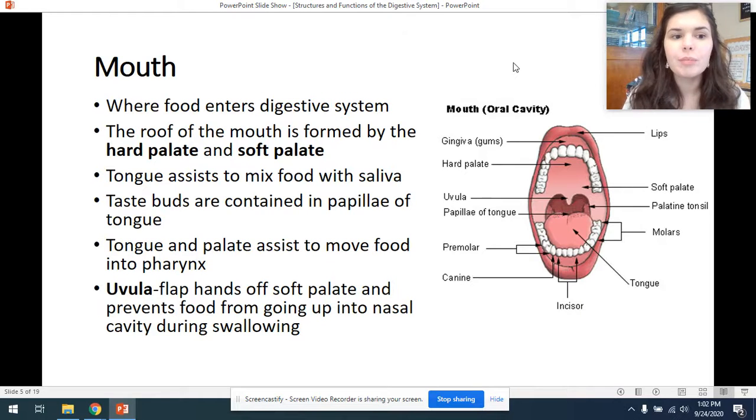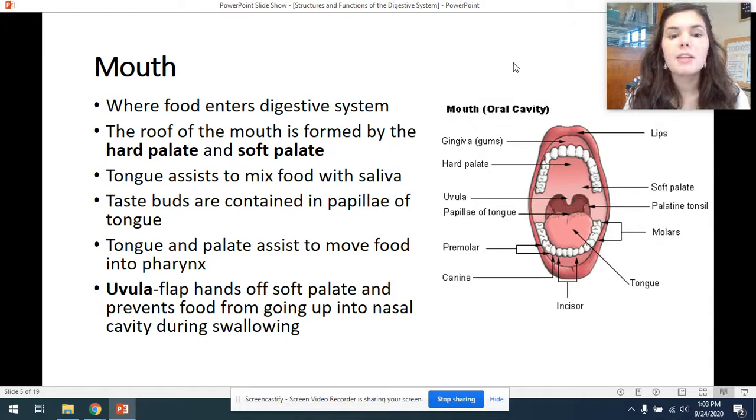That's your soft palate. Your tongue assists to help mix the food with the saliva and to break down the food with that chemical digestion. And you also have taste buds contained within the papillae of the tongue, which help you produce different tastes like bitter, sweet, salty, and savory.